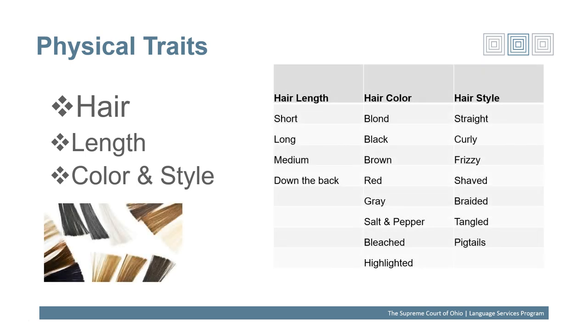Hair can be short, long, medium, down the back. With hair color, you can say it's blonde, black, brown, red, gray, salt and pepper, bleached, highlighted. Or a hairstyle: straight, curly, frizzy, shaved, braided, tangled, or the person was wearing pigtails.